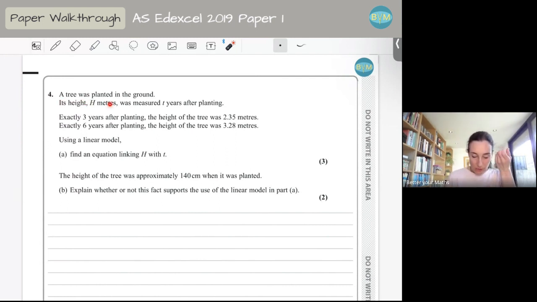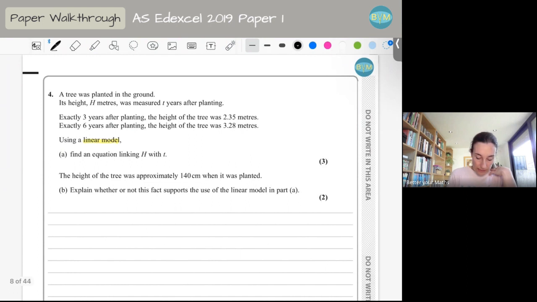A tree was planted in the ground. The height H meters was measured 3 years after planting. Exactly 3 years after planting, the height is 2.35. Exactly 6 years after planting, the height was 3.28. Using a linear model, find an equation linking H with T.